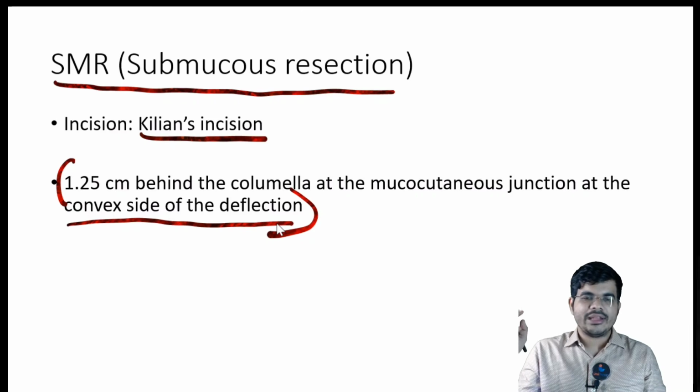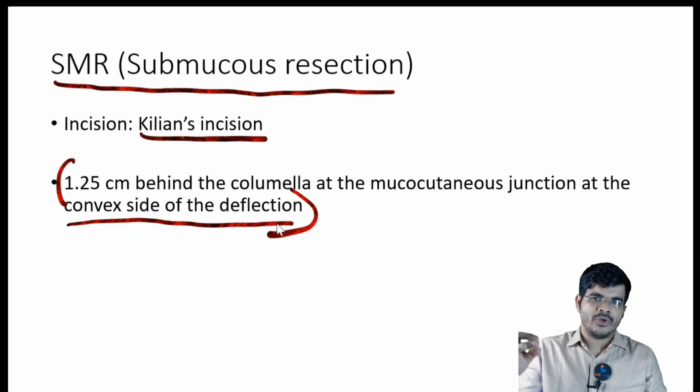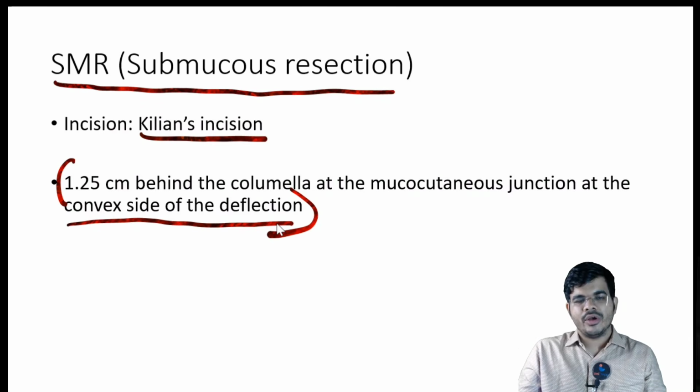Sometimes right-handed surgeons prefer to put the incision on the left side of the patient because it will be easier for them. But if the deviation is too much, you won't be putting it on the convex side. You will be putting it on the concave side instead, because it will be difficult to put. So like that, there are certain changes. These are not strict things.